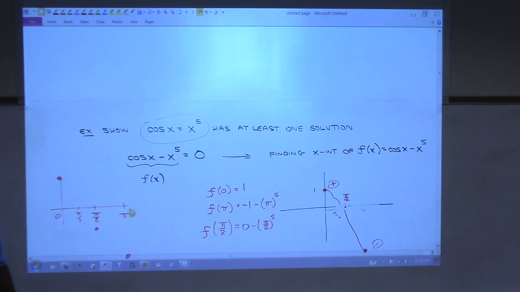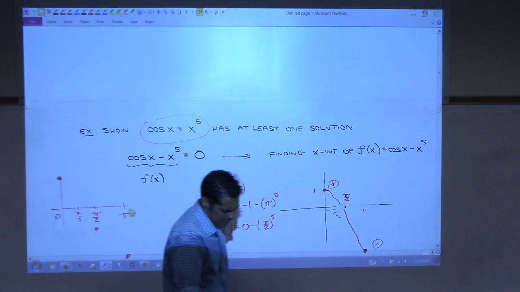Later on, you get Newton's method, which is more efficient. It converges faster, doesn't take as many iterations to get to the answer. Okay. I think that's it. I don't think there's anything else.